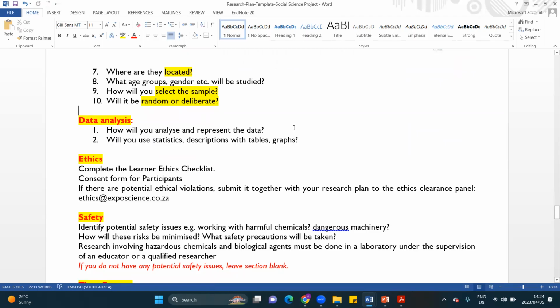Then under your data analysis, tell us how you're going to analyze the data. Draw a little table of how you're going to record the data, how you're going to record the responses for question 1, 2, 3. Draw that here under data analysis. Basically, what are you going to look for, right?